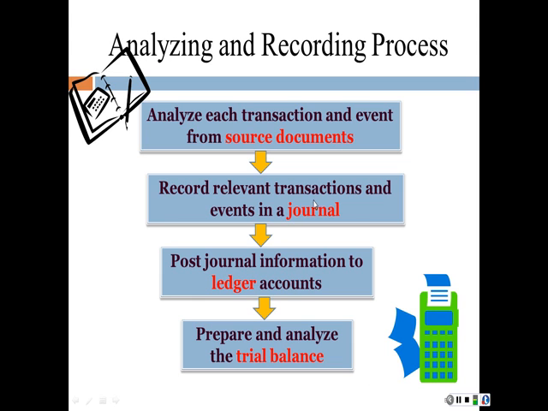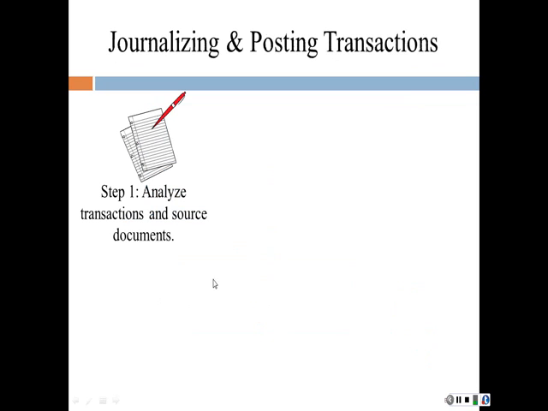From the journal, the transaction then gets posted to the ledger. And once all transactions are posted to the ledger and account balances have been determined, we prepare a trial balance. These are the first 4 steps from the accounting cycle that we will see in detail in Chapter 3. So graphically, here's what's going on.